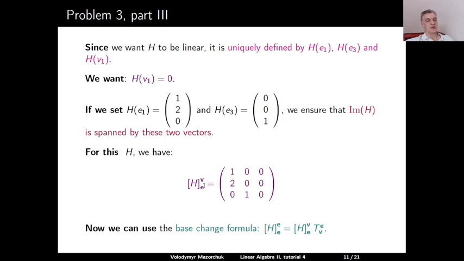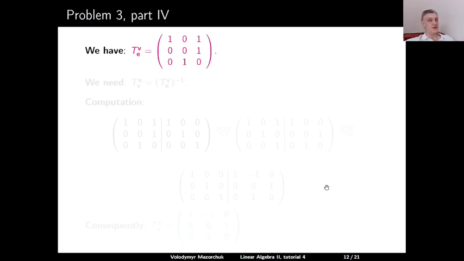So now it remains only to use the base change formula to get the matrix of H in the basis E. So the matrix of H for the standard basis E should be equal to the matrix of H in our basis E and V times the transformation matrix from V to E. So this V as a lower index and this V as an upper index, they should cancel. So we need to find out what is the transformation matrix from V to E. What we do know is the transformation matrix from E to V.